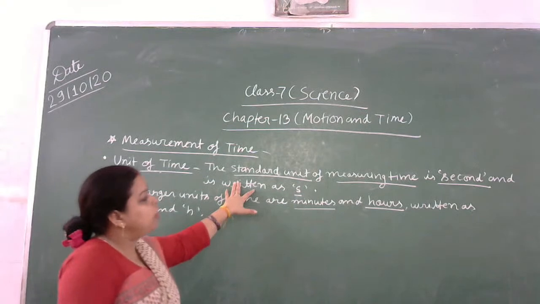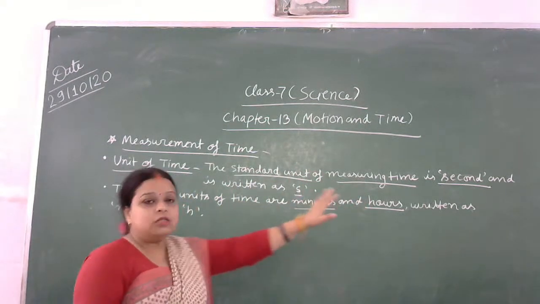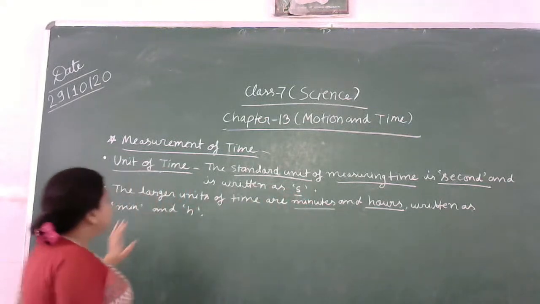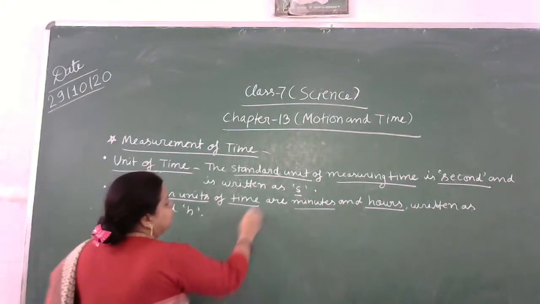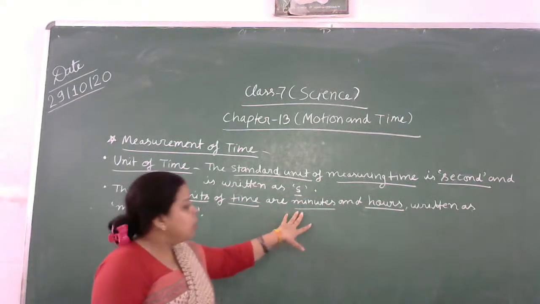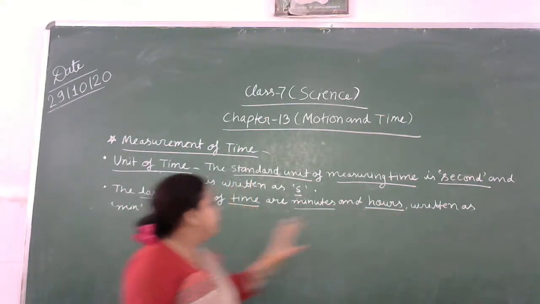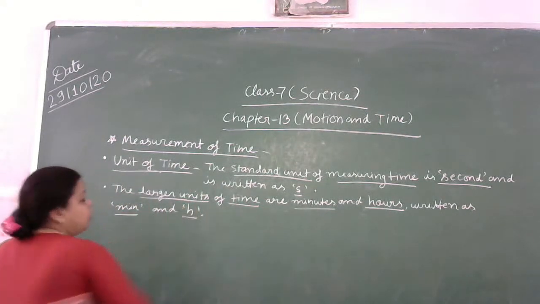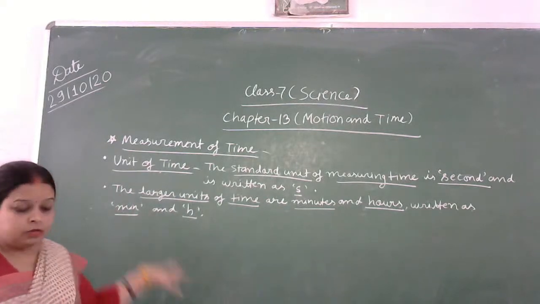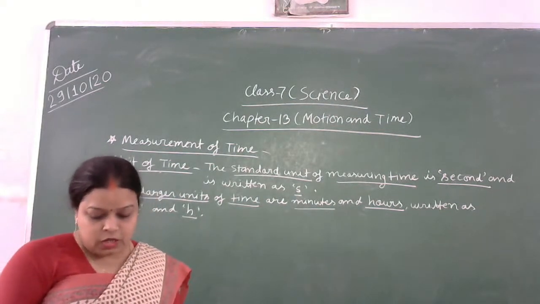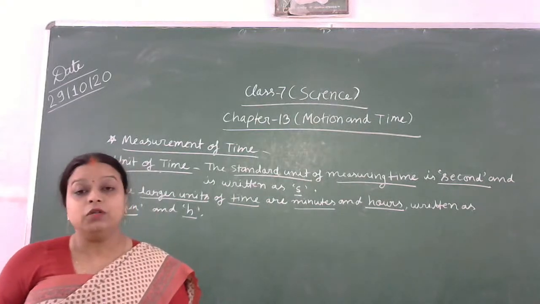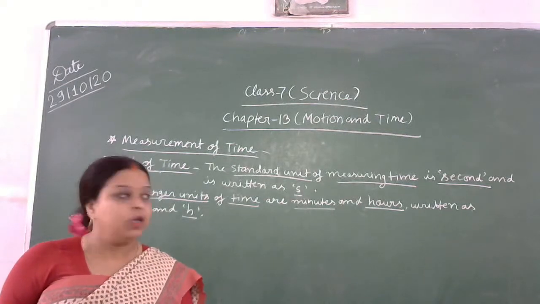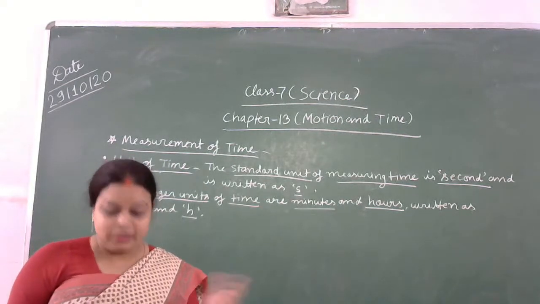The standard unit of time is second. This is the smallest unit, and this is represented by the small s. And the larger units of the time are minutes and hours, written as min and h. Okay, is that clear? There are some units and their conversion of the time.